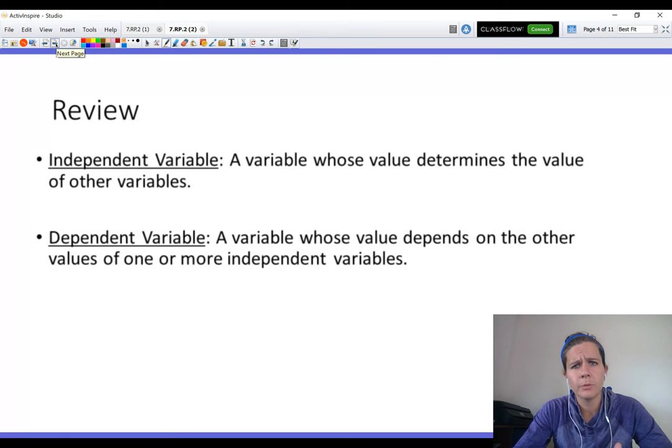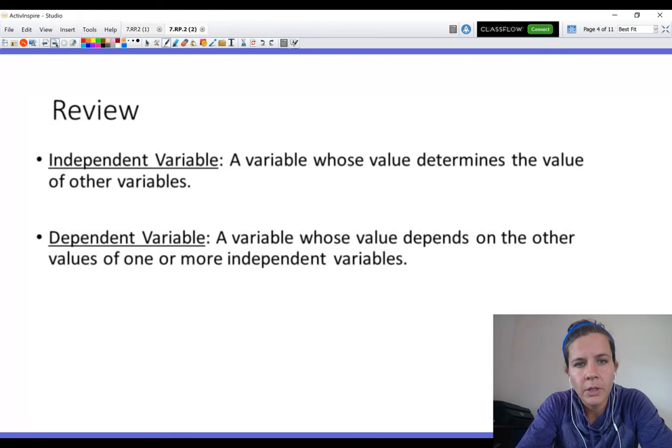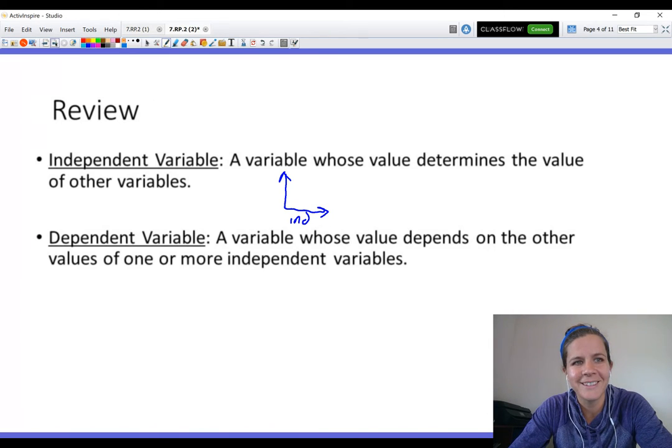And just to review a little bit from 6th grade, independent variables are the variables in an equation whose value determines the value of other variables. And then a dependent variable is a variable whose value depends on the other values of one or more independent variables. So remember, if you have a graph, the independent variable is going to be on the bottom. And usually, a dependent variable, when you have an equation, is going to be on one side of the equal sign by itself. So just remember those little key things there.